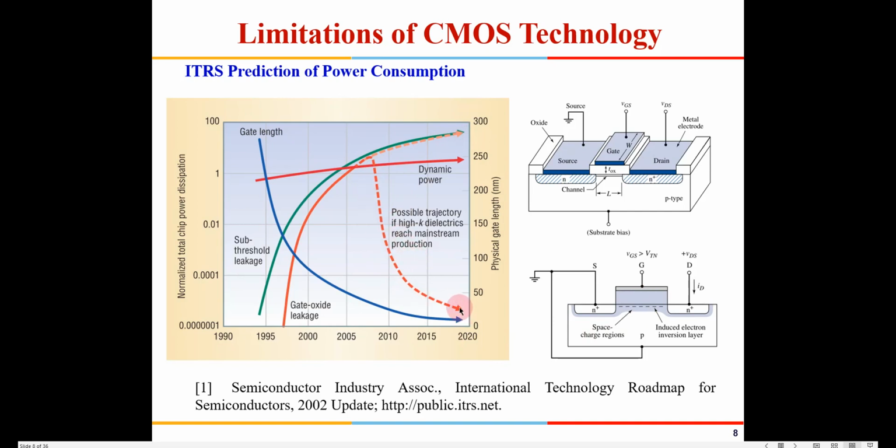Now there are a few other things which have actually increased. This green line represents the subthreshold leakage. We'll see that in detail. The subthreshold leakage continues to be a problem area. As the device size is shrinking, the subthreshold leakage is increasing, and also the dynamic power is increasing. We'll see these two things, and I'll cover them in detail in the next few slides.